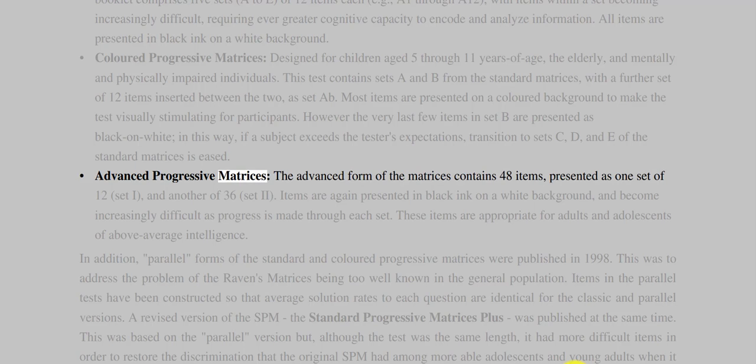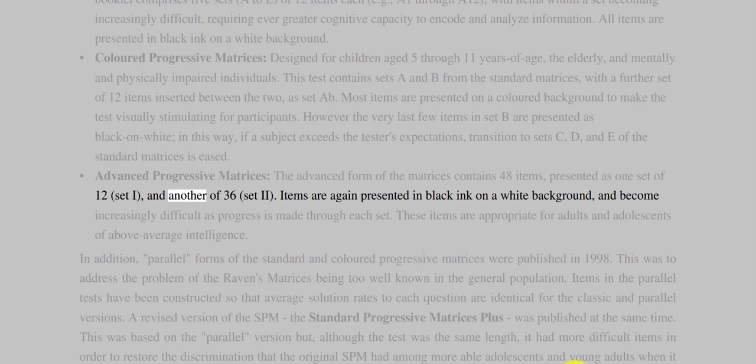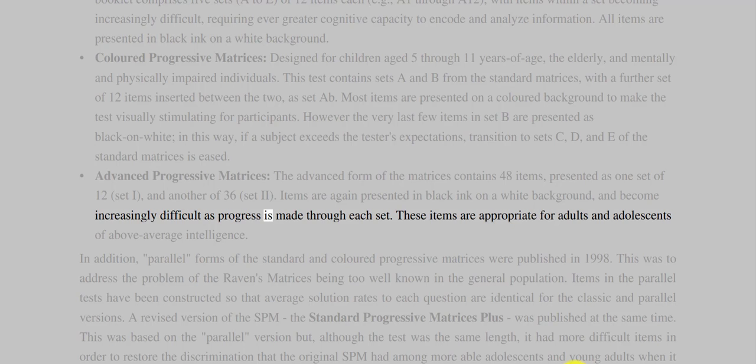Advanced Progressive Matrices. The advanced form of the matrices contains 48 items, presented as one set of 12, set I, and another of 36, set II. Items are again presented in black ink on a white background, and become increasingly difficult as progress is made through each set. These items are appropriate for adults and adolescents of above-average intelligence.